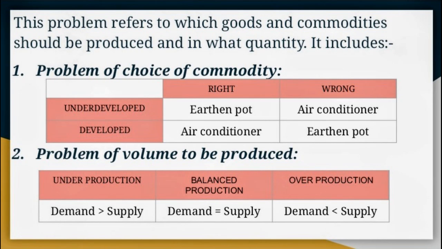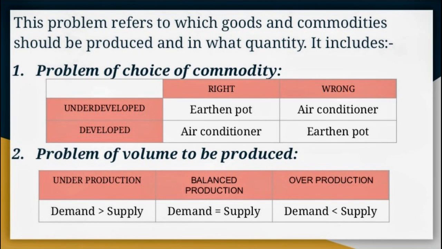Why? Because in underdeveloped country people will not be able to afford and use air conditioners, so they must be using earthen pot. Whereas in developed country or economy, producing air conditioners will be a right choice and an appropriate one, whereas producing earthen pot will be considered as a wrong choice or decision.